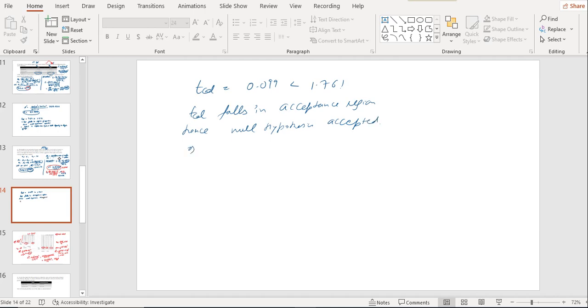What do we conclude from here? That there is no significant difference between the average height of the sailors and soldiers. Hence the result.